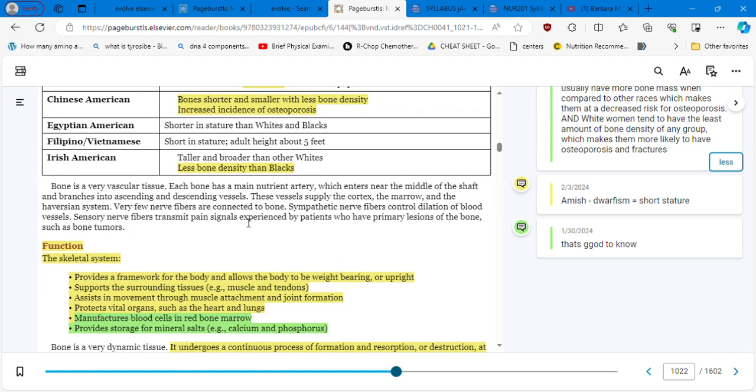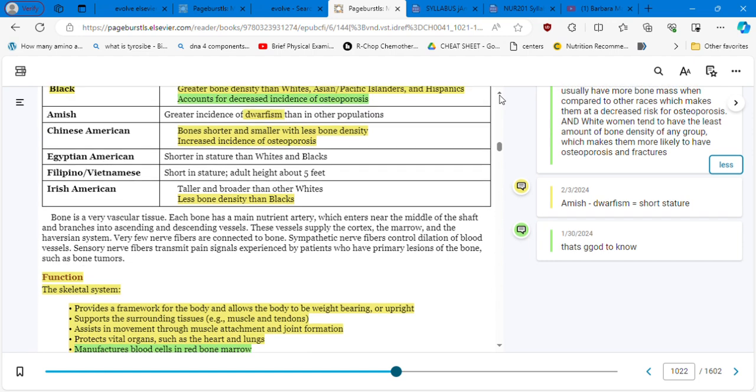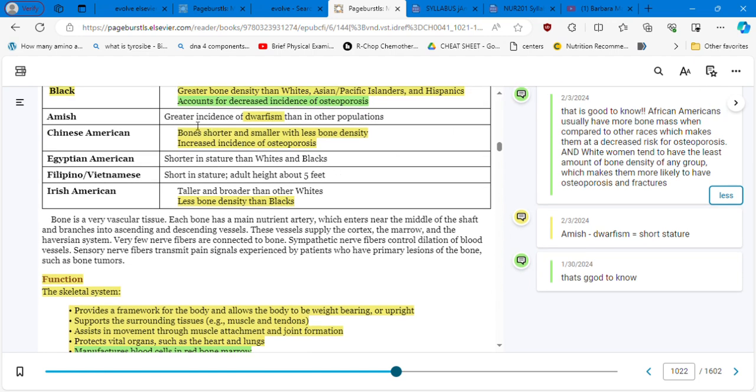So the Chinese Americans have bones shorter or smaller with less bone density, increased incidence of osteoporosis. And then we have also the Amish. The Amish have greater incidence of dwarfism. What is dwarfism, Dr. Matalana? So it's a short stature. Irish Americans have less bone density than black. And that's good to know too.